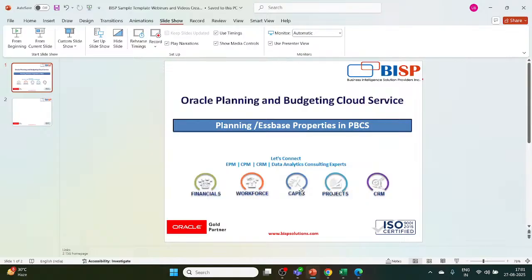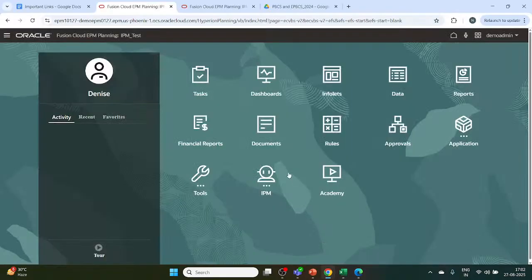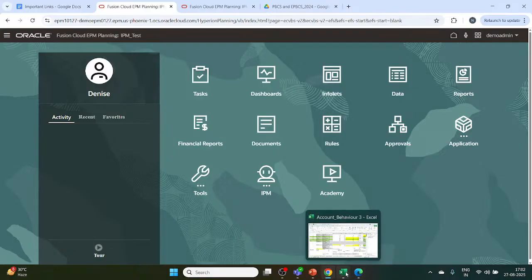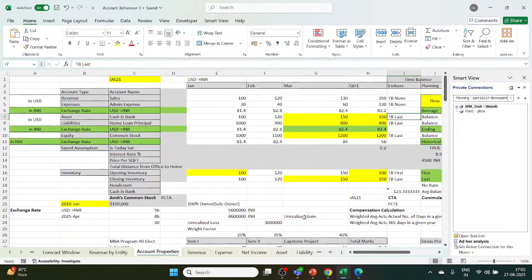So our today's session is planning for ease-based properties in PBCS. Today we will understand this topic with the help of Excel. So this is our Oracle interface of PBCS. So we will move to the Excel sheet. Here we will understand the topic. So this beautiful presentation we have designed for your understanding.